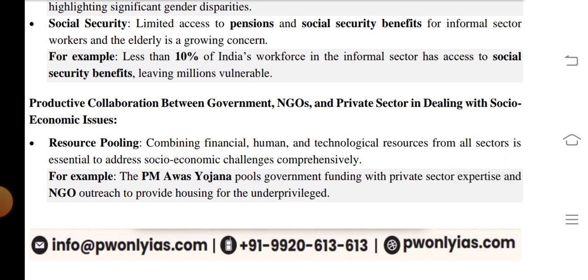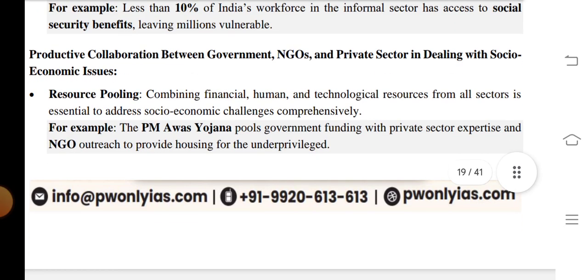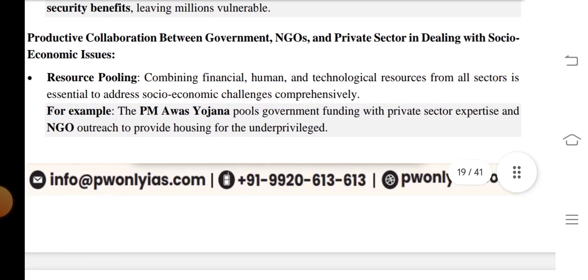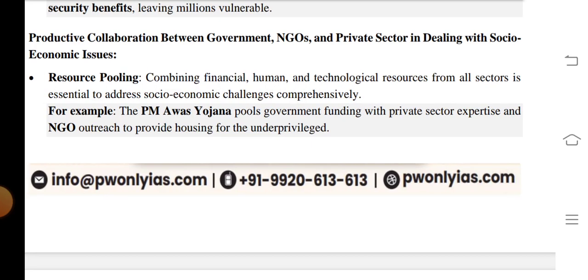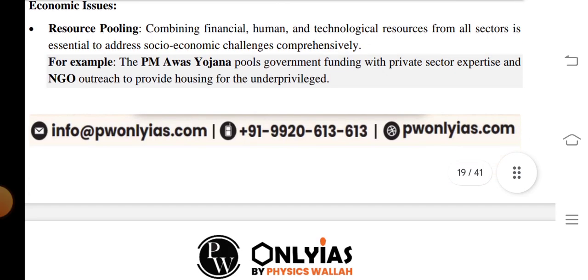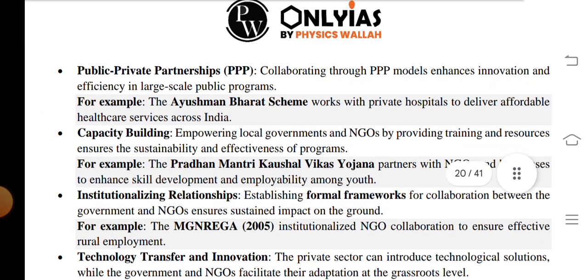Productive collaboration between the government, NGOs and the private sector in dealing with socio-economic issues. Resource pooling: combining financial, human and technological resources from all the sectors is essential to address socio-economic challenges comprehensively. For example, the PM Awas Yojana pools government funding with private sector expertise and NGOs' outreach to provide housing for the underprivileged.